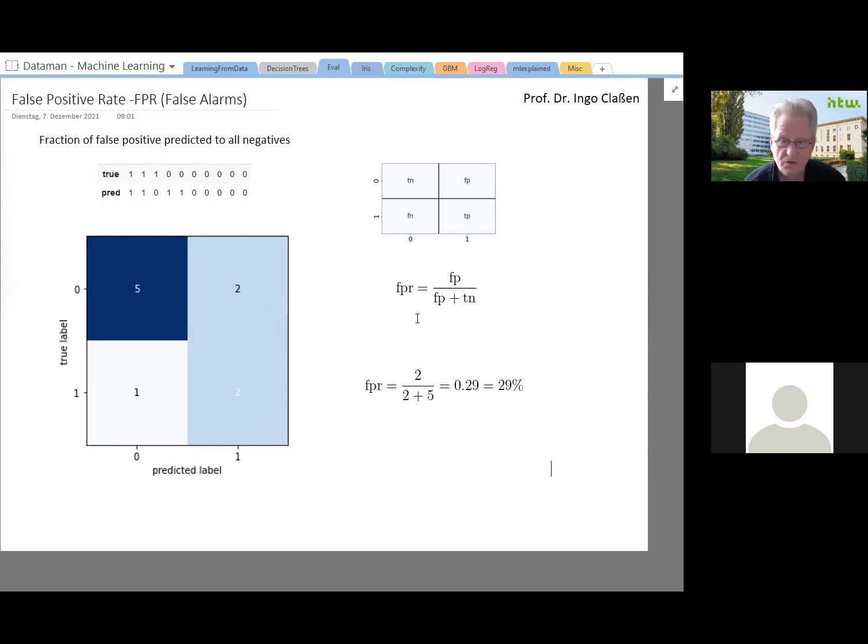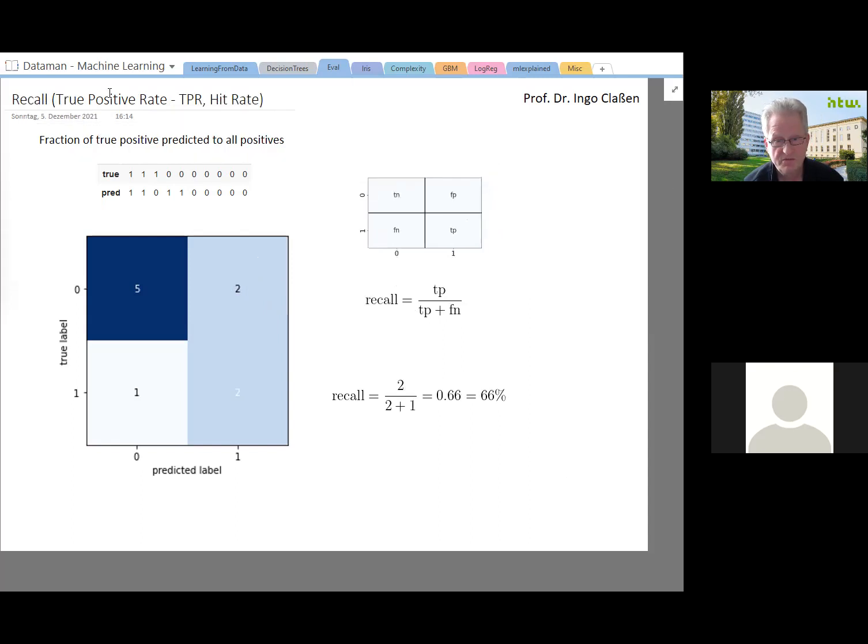So the discussion that follows concentrates on this true positive rate and this false positive rate. Let's recapitulate. The true positive rate is: take those that have been predicted as positives among all the positives. And the false positive rate is: take all those that have been predicted as positive, but are actually negative. So we take the fraction among all the negatives.